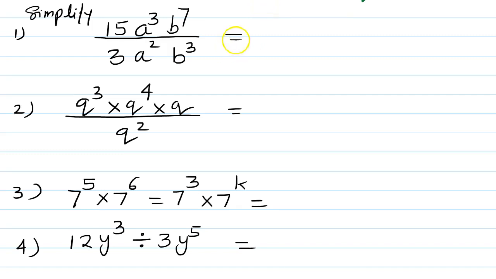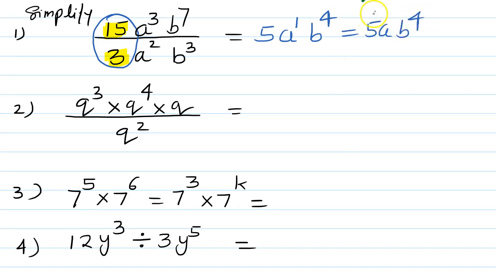Welcome back. If you have tried, let's check your answer. If you see here, this is 15 and 3. So 15 and 3, we can simplify first here. 15 divided by 3 is 5. Here between a3 and a2, 3 take away 2 is a1. Yeah, you don't write 1, I'm just writing it for your understanding. Here b7 and b3, so b7 take away 3 is b4, so 5ab4, that is your answer.